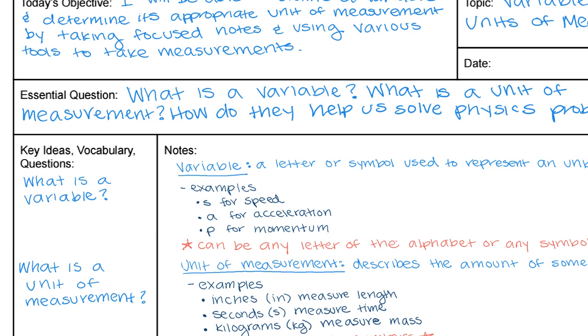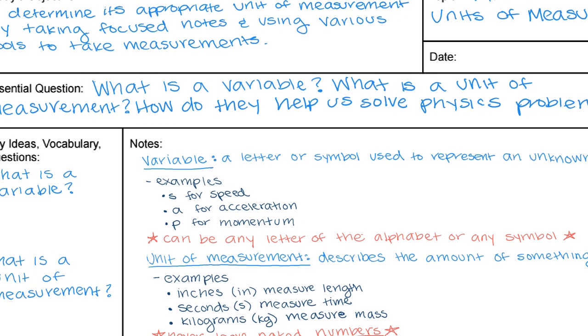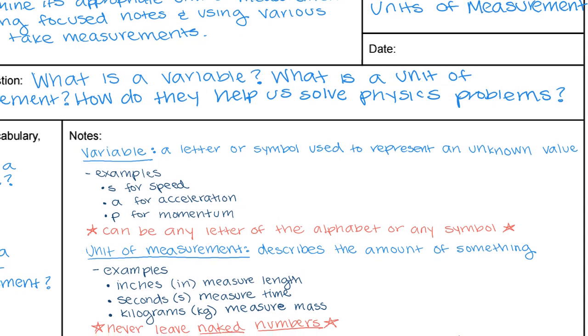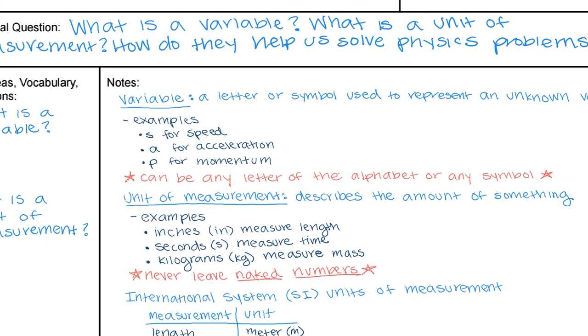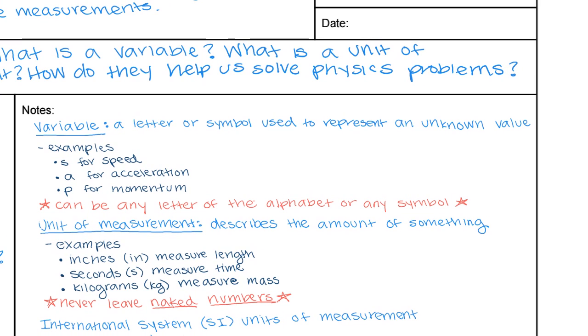The essential question for today that you all should answer in the summary of your notes at the bottom is, what is a variable? And then our second question is, what is a unit of measurement and how do they help us solve physics problems? Okay, so let's start with the first part of this topic. What is a variable? I'll zoom in a little bit more if I can.